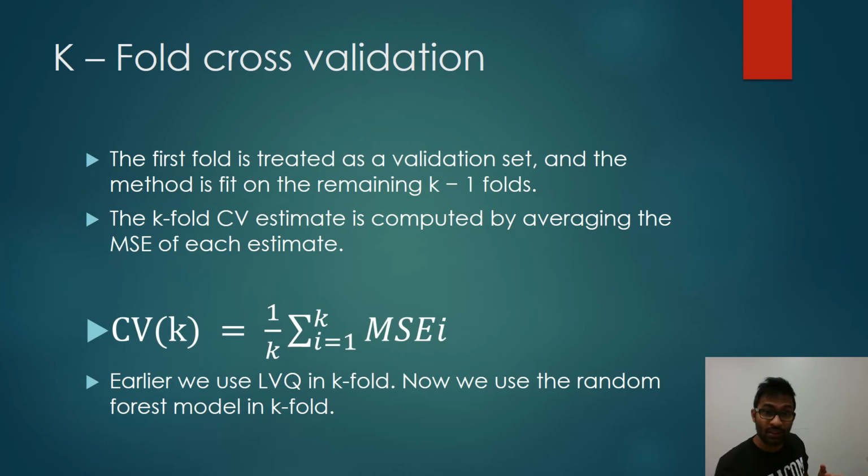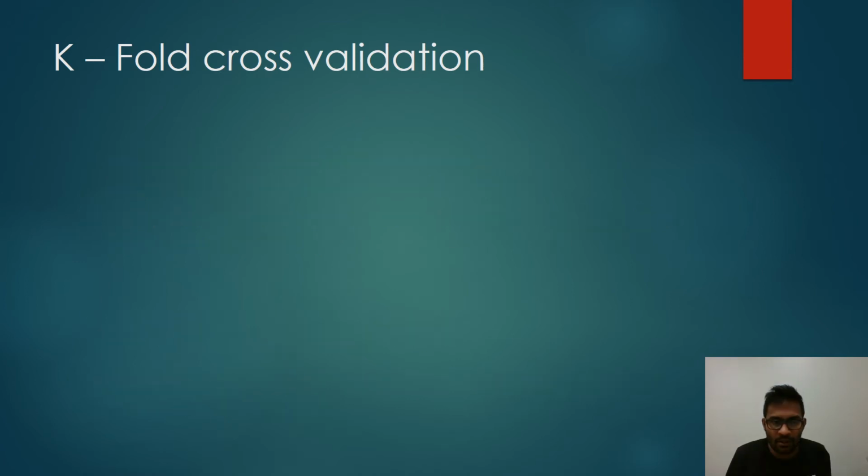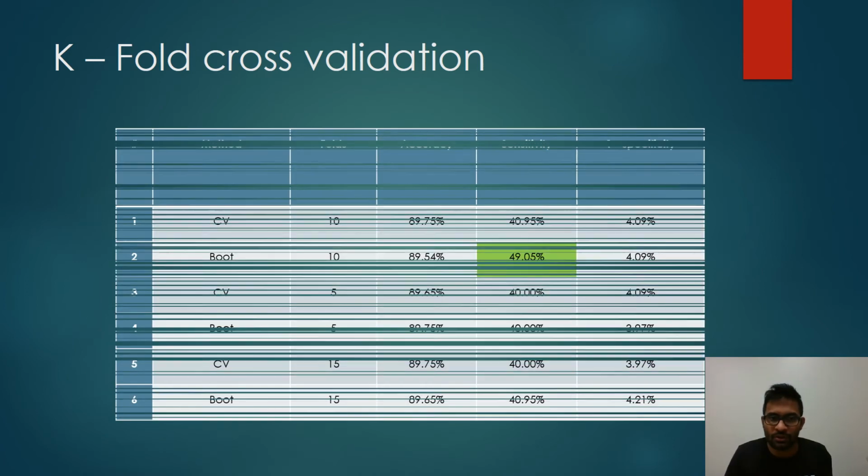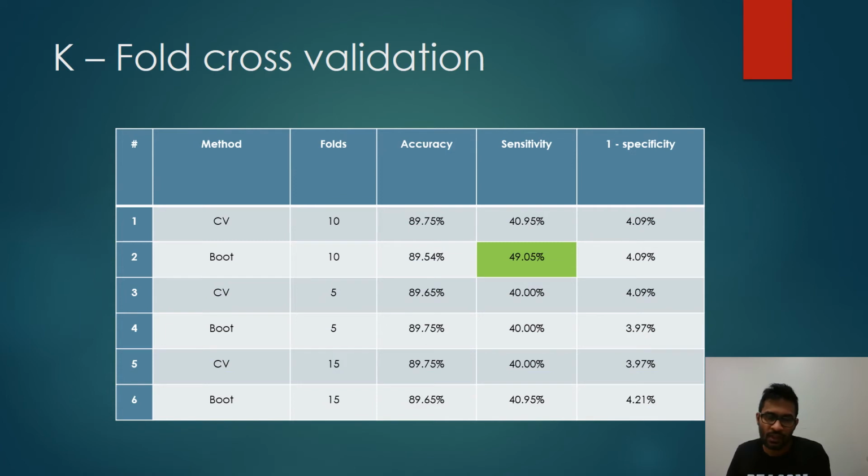We used this with the LVQ method earlier. Now we are going to use the random forest method. K-fold cross-validation has two methods in its training control. One is cross-validation, one is bootstrap. We tried both of these and we came up with these results in the sixth iteration, but we had better results with earlier models.